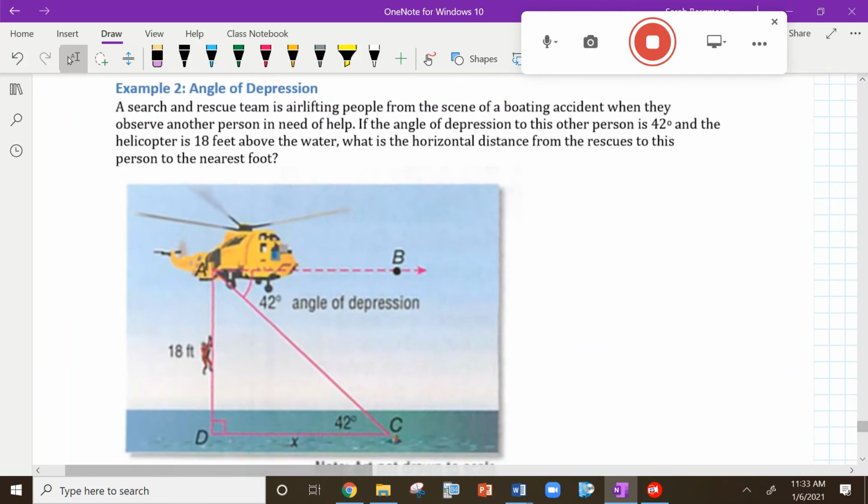This says a search and rescue team is airlifting people from the scene of a boating accident when they observe another person in need of help. If the angle of depression to this other person is 42 degrees and the helicopter is 18 feet above the water. What is the horizontal distance from the rescuers to this person to the nearest foot?